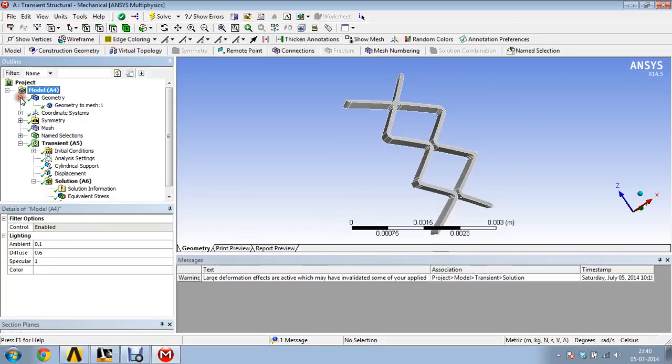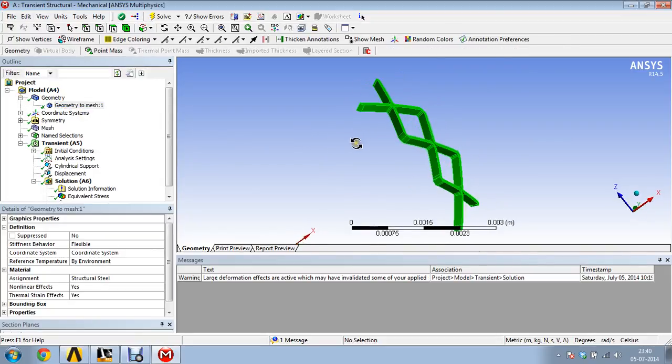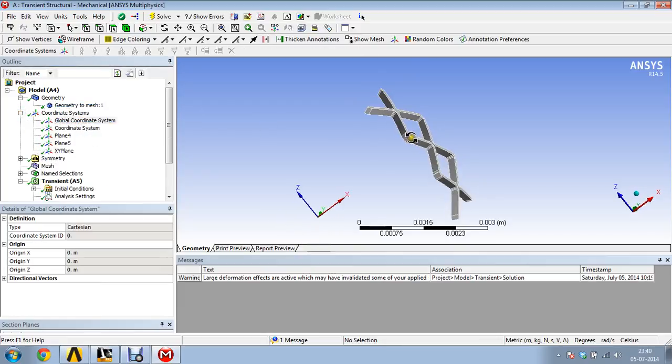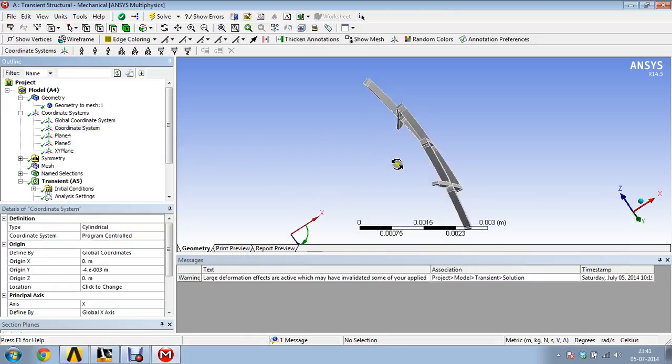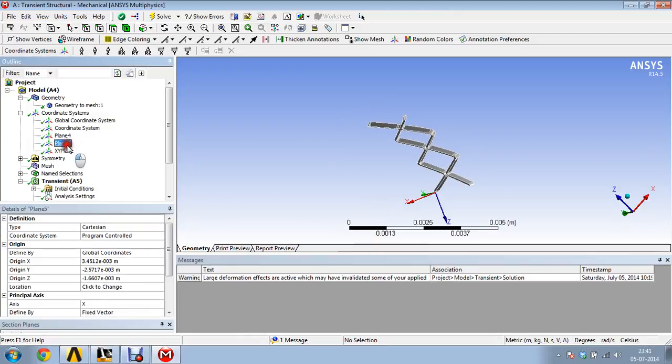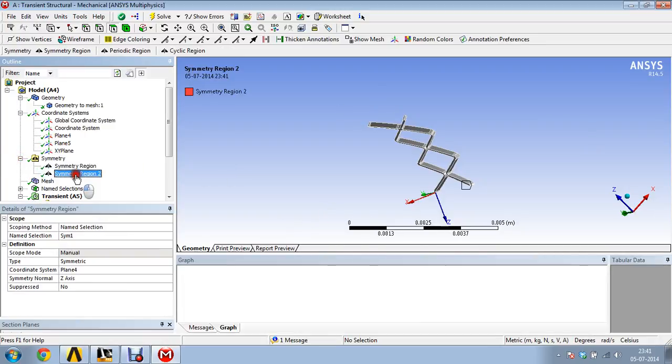Okay, so here this is a transient structural model and this is the geometry. There are many coordinate systems. This one is a global coordinate system. Now this one is a cylindrical coordinate system, and this is plane 4 and plane 5, symmetrical planes which have been defined in the geometry module of this transient structural, and this is an XY plane. Okay, now you can see there are symmetric regions defined.